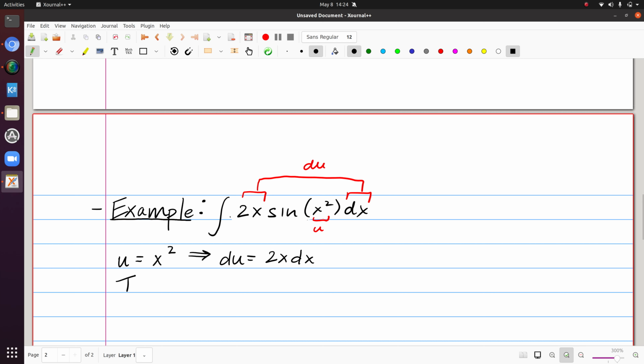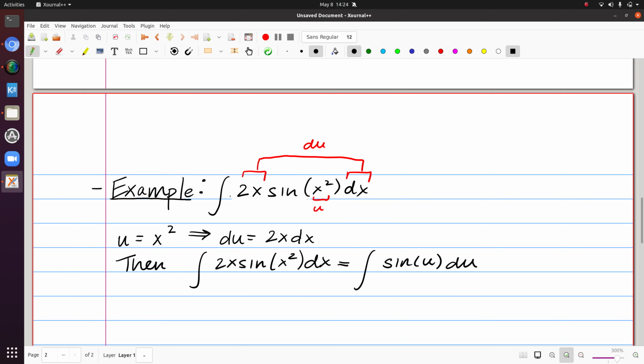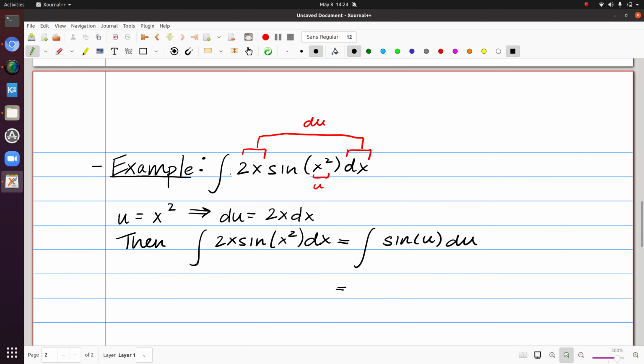And I can say that the integral that I started with, the integral in terms of x, is now equivalent to the integral where sine of x squared becomes sine of u, and 2x dx becomes du. Now I've turned it into an integral where I just have to know the antiderivative of sine. I know that the antiderivative of sine is minus cosine.